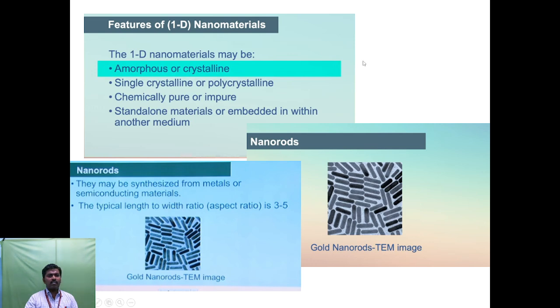The materials may be embedded in another medium. These are some representations of nanorods. Here are gold nanorods, a TEM image of the gold nanorods. The nanorods may be synthesized from metals or semiconducting materials. Their length to width ratio is 3 to 5 nanometers. So next.